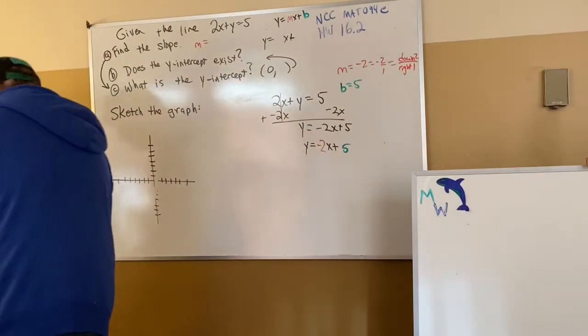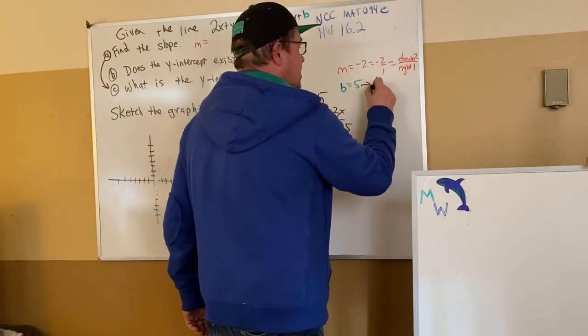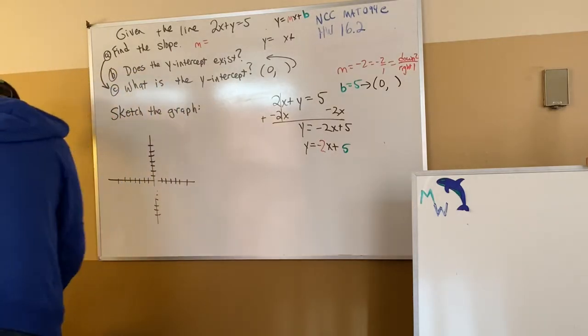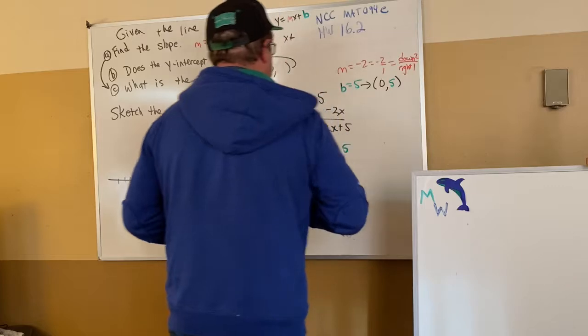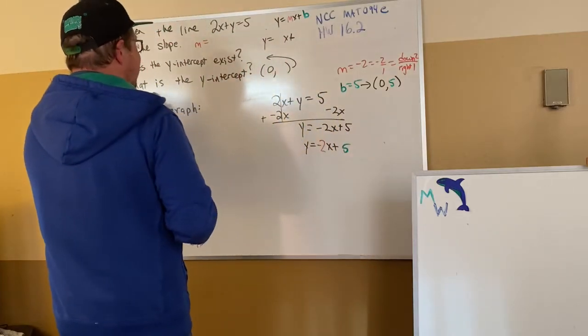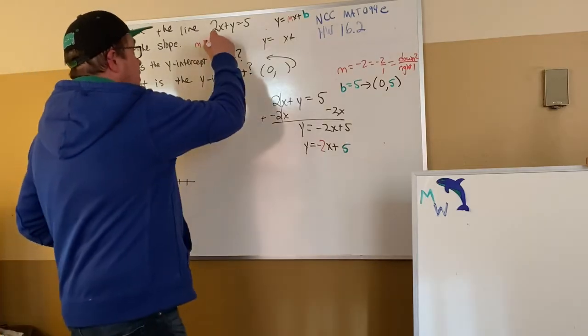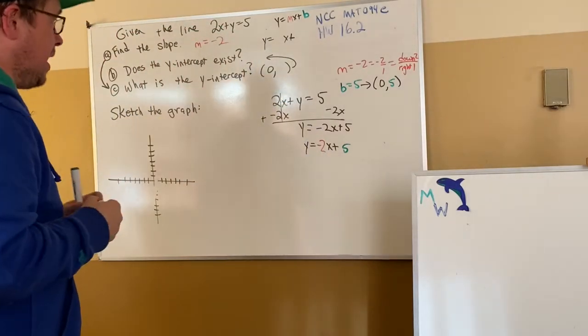Now I grab the black marker because the y-intercept is almost always the same. It's got a 0 up front. It's in an ordered pair with a 0 leading me in for x, and I got (0, 5). Okay, so what's m? M is -2.